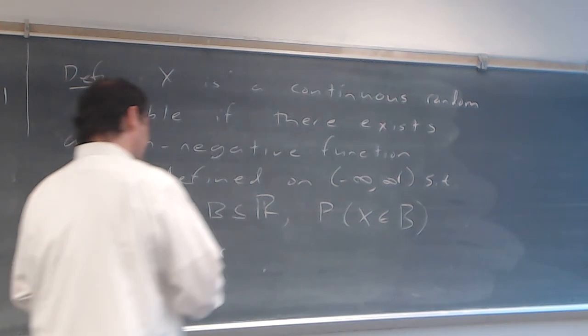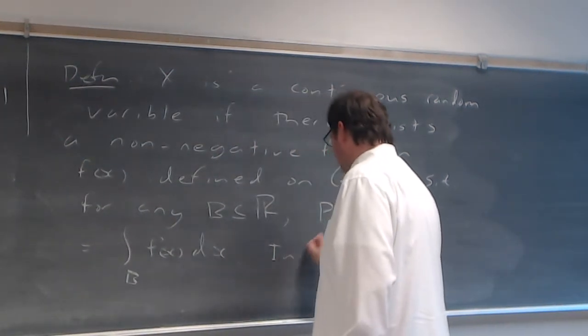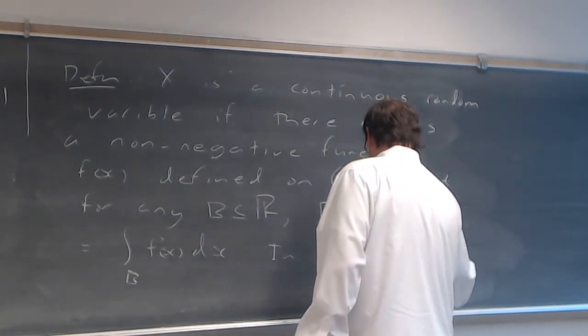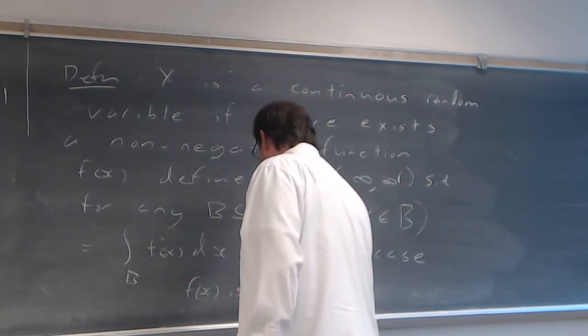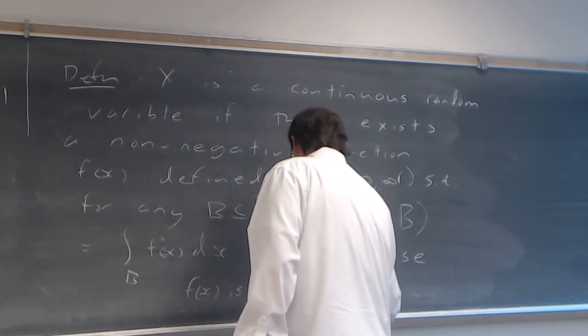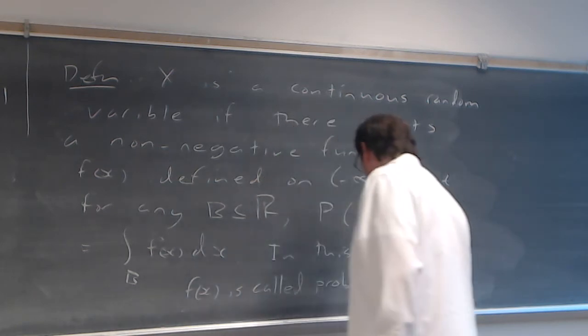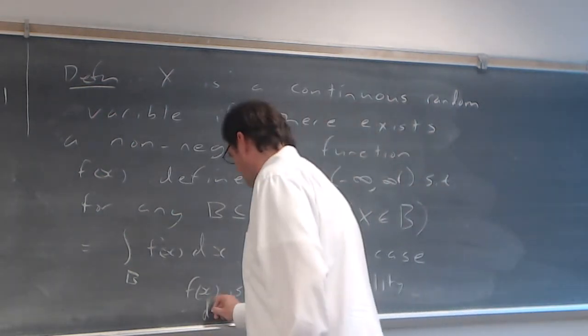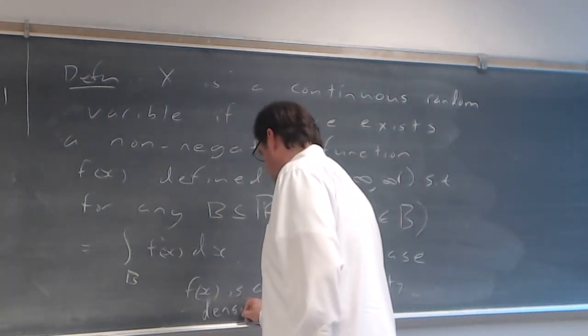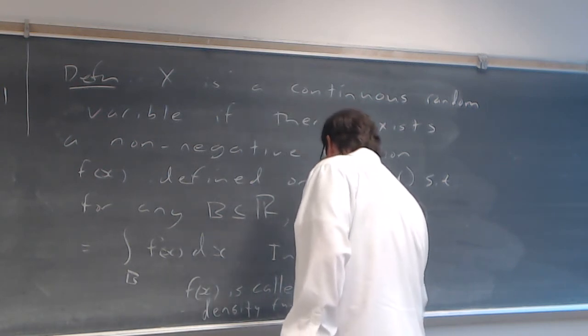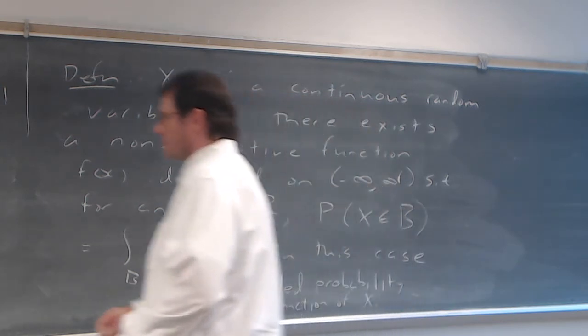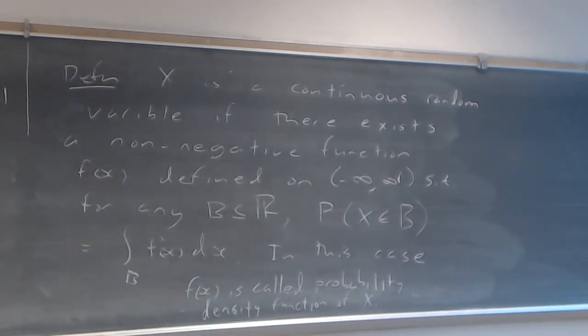Let me say one more thing. In this case, f of x is called the probability density function of x. So a continuous random variable has a probability density function, while a discrete random variable has a probability mass function.